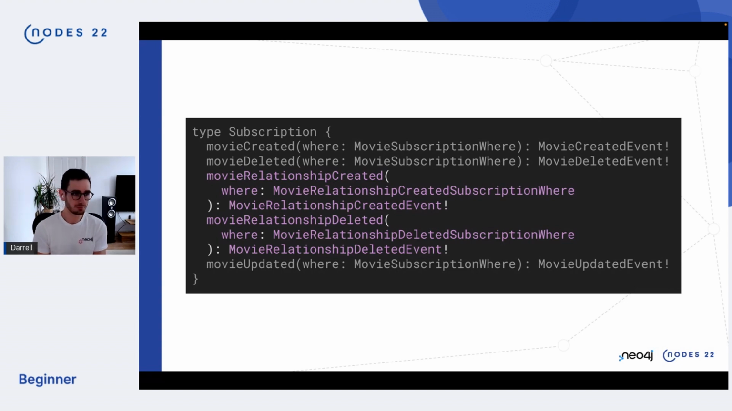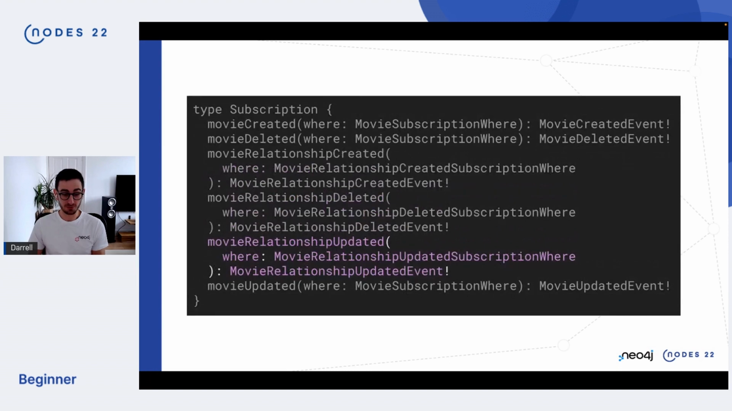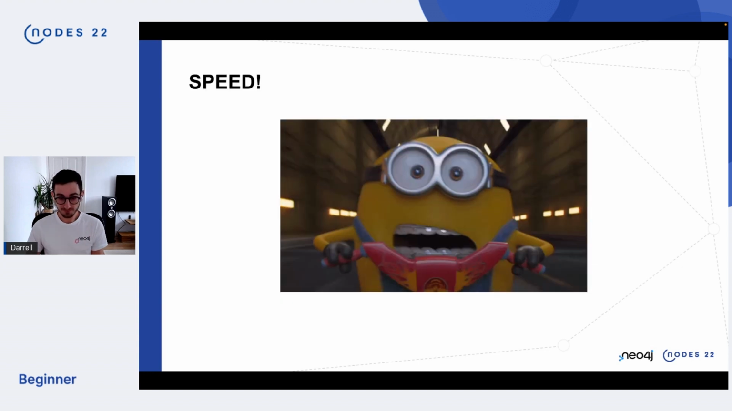We will likely do a stable release when this is done. Timelines are probably late this year, in a non-committal way. But then we are going to continue working on this beyond there and also do movie relationship updated. So when relationship properties are changed, being able to get events based off that. So we really want to take this a long way and make this a great feature for users.